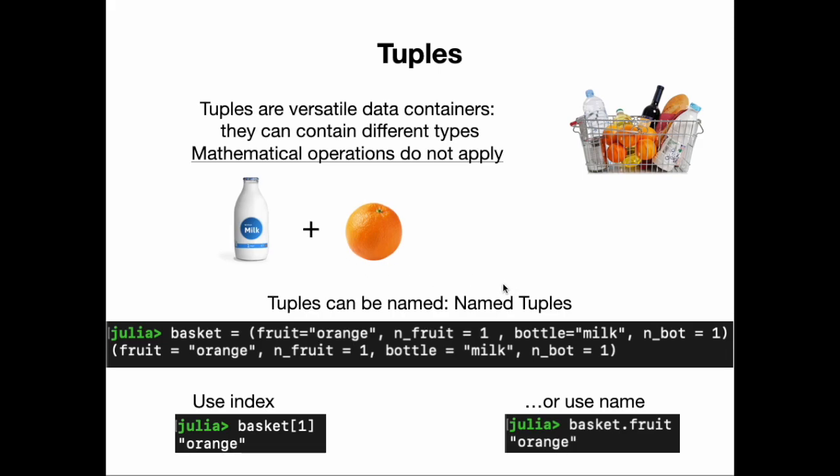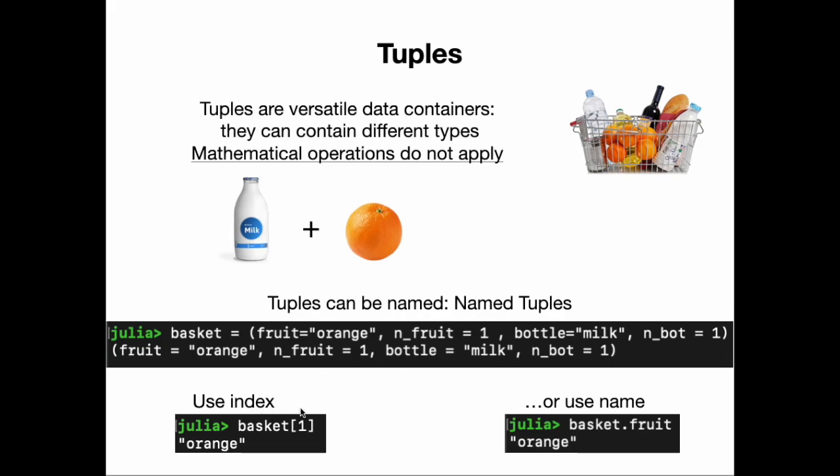Another thing that can be done with tuples is to use named tuples. So previously we generated a tuple with information directly there, but they were not attributed a name. So we could not really classify the information. Now if you generate a tuple, which we now call basket, and we set it equal to round brackets, and inside we define a category fruit equal orange, and orange is a string, comma, and n fruit, number of fruit, is equal to 1, comma, bottle equal string milk, comma, and n bottle, number of bottle, is equal to 1. This is what is written: fruit equal orange, n fruit equal 1, bottle equal milk, and n bottle equal 1.